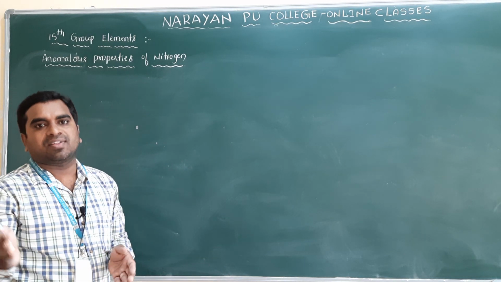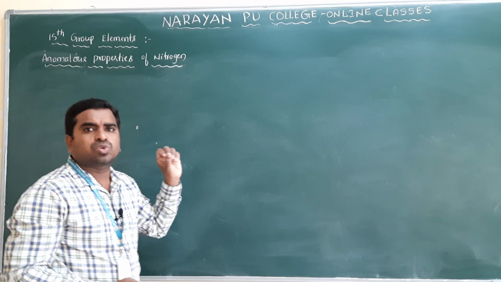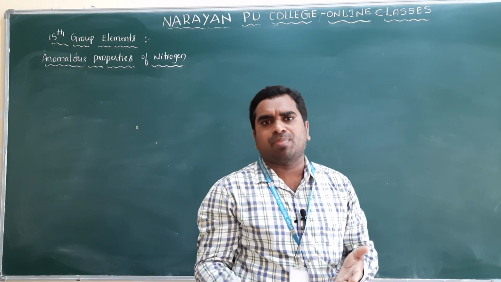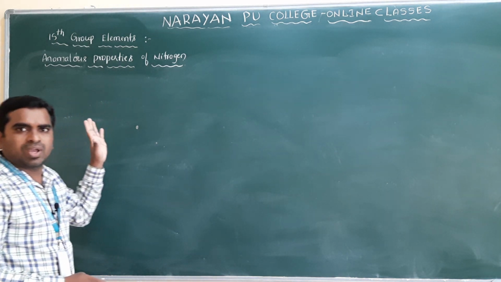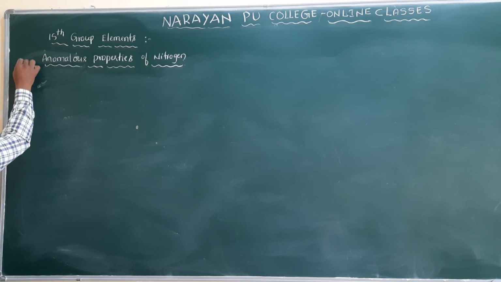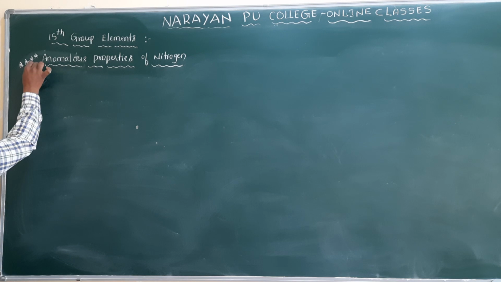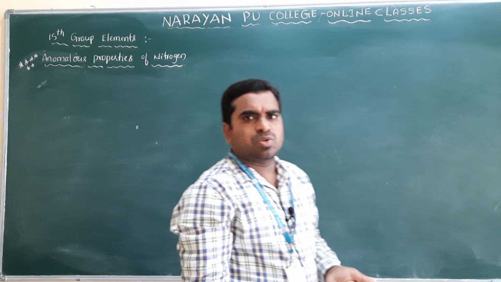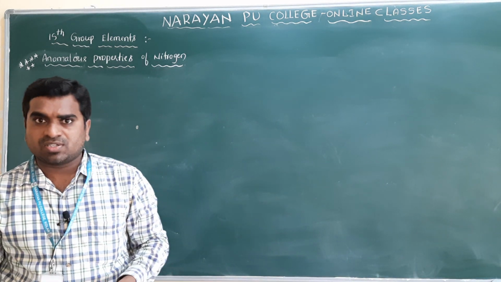So what is the difference, and why does it show different behavior from the other elements of the same group? That we have to discuss. This is a very important question for the PU examination. For 2 marks most of the time this question is asked: write the anomalous properties of nitrogen.